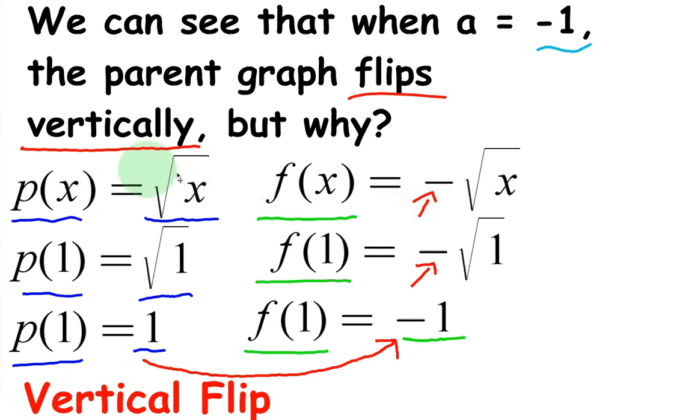You're just taking your original function value and you're putting a negative in front of it. So all the y values are going to change signs. Whatever y values are negative become positive, and whichever ones are positive become negative. So for example, p of 1 is equal to 1. Well, if we put a negative in front of the square root of x, it makes the new y value negative 1.